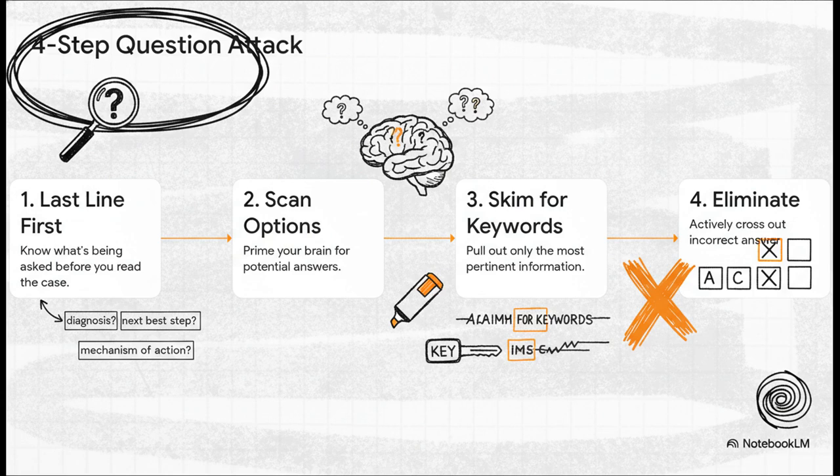Step 2, quickly scan the answer choices. This primes your brain. Step 3, then you go back and skim the vignette hunting for keywords. And finally, step 4, be aggressive. Eliminate answer choices you know are wrong.